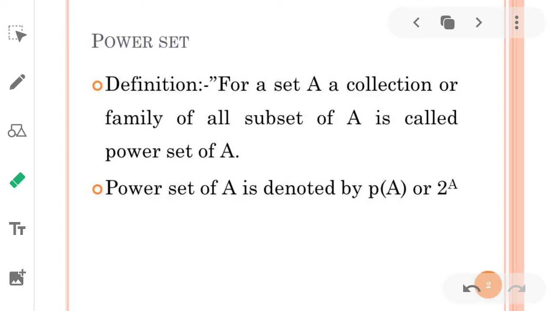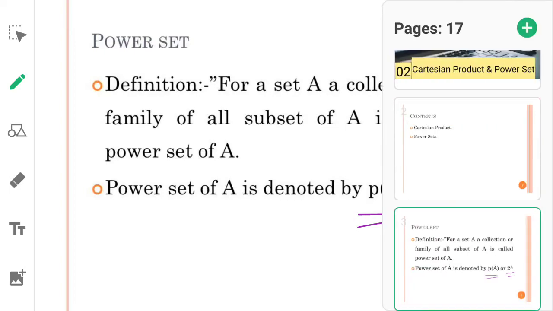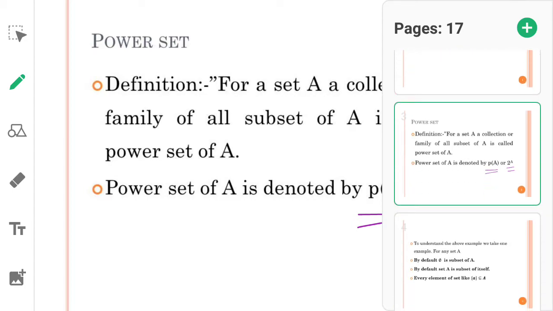So here basically power set is also one of the special types of set which contains all the subsets of a particular set. It is denoted by P of A or 2 raised to A. Okay, so this is the basic definition of power set.